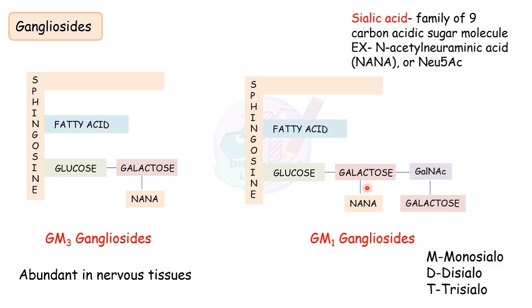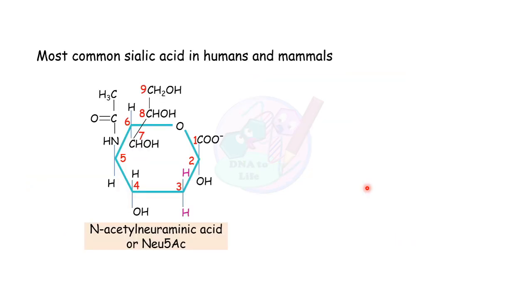They are abundant in nervous tissues, and here this is the structure of N-acetylneuraminic acid. So basically this is a 9 carbon acidic sugar. Here the 5th carbon is acetylated, and on this first carbon a carboxylic acid is present, and at neutral pH this has a negative charge, and because of this gangliosides are negatively charged.